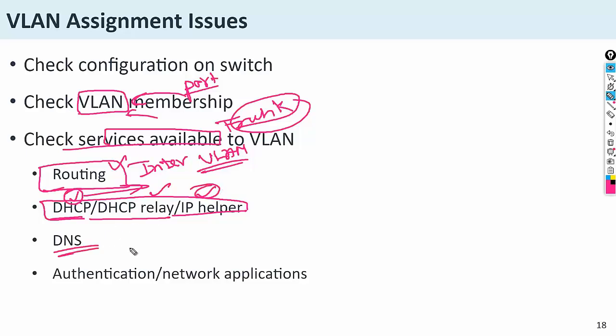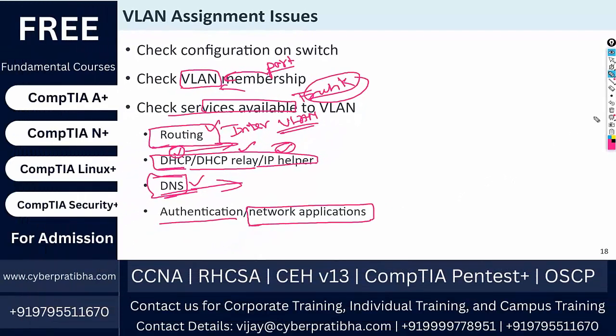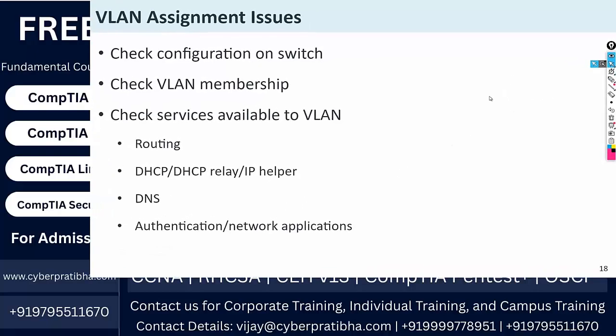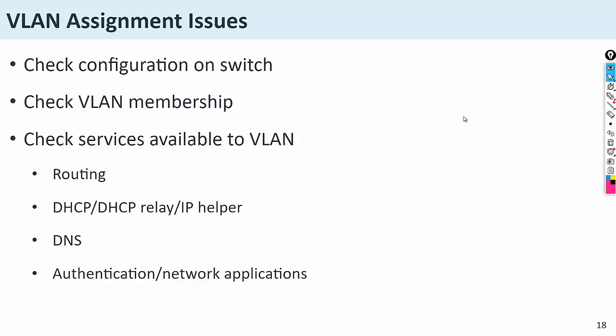DNS record you will have to check. Similarly for DNS, your VLAN request must reach the DNS server. Authentication and network applications, if any are available, like NAC, proxy server configuration, or the AAA server, Kerberos server. We have discussed authentication. Different servers are used in authentication. So you will have to identify whether a problem exists there or not.